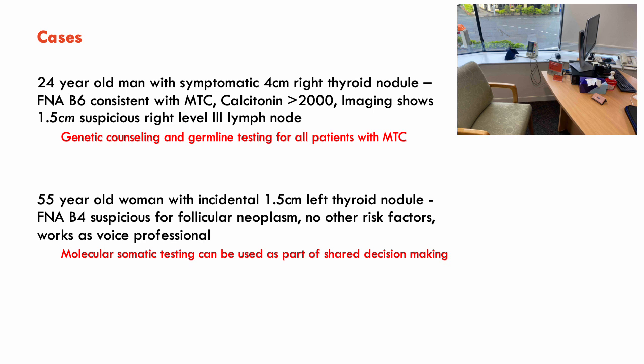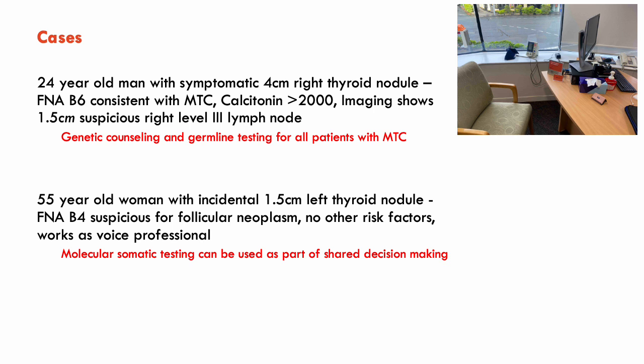The second case, which I'll go into later, is a woman in her 50s who presents with an incidental thyroid nodule found during investigation of night sweats. She had an FNA, which showed it was a B4 or suspicious for a follicular neoplasm. She didn't have any other risk factors for thyroid cancer and worked as a voice professional. She presented having been told that she had thyroid cancer.